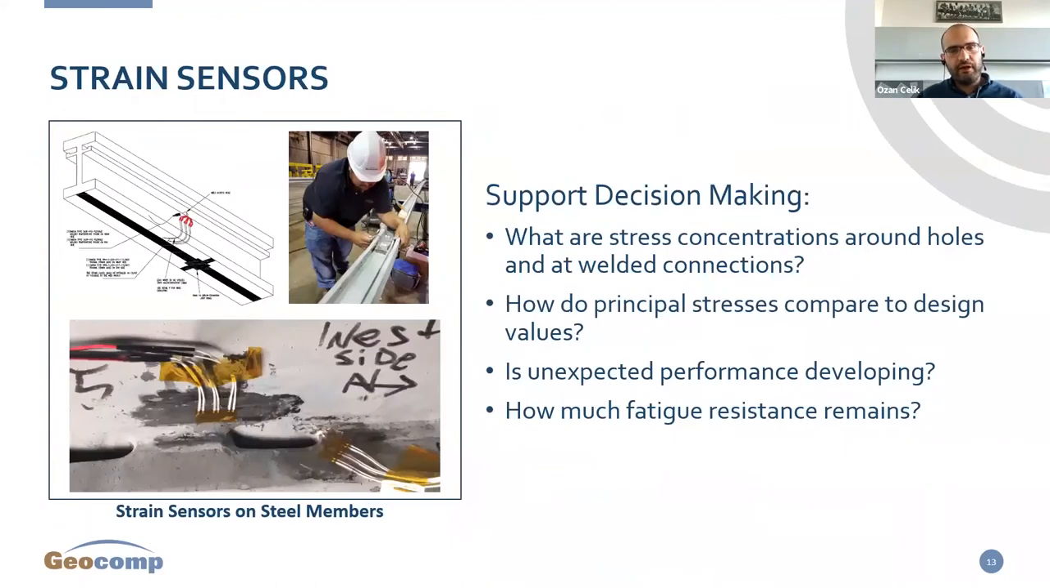Here's an interesting example of resistance-based strain gauges. Here you are seeing an installation of these sensors on an expansion joint beam. Our concern was tracking the principal stresses around welding holes for the structure, and eventually getting an idea about how they compare to stress concentrations that we considered in the design stage.